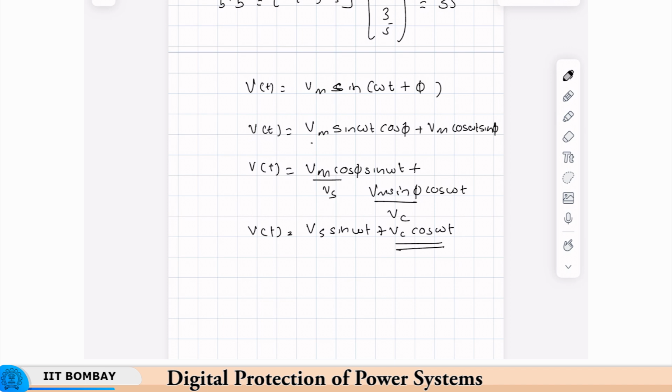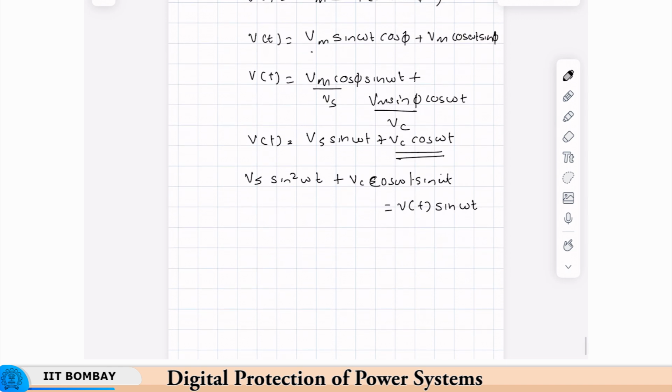So, what we will do is we will employ a small trick here. We will say Vs sin square omega t, we are multiplying it by sin omega t, plus Vc cos omega t sin omega t is equal to Vt sin omega t. Now, this term is still there, so we need to sort of get rid of it.